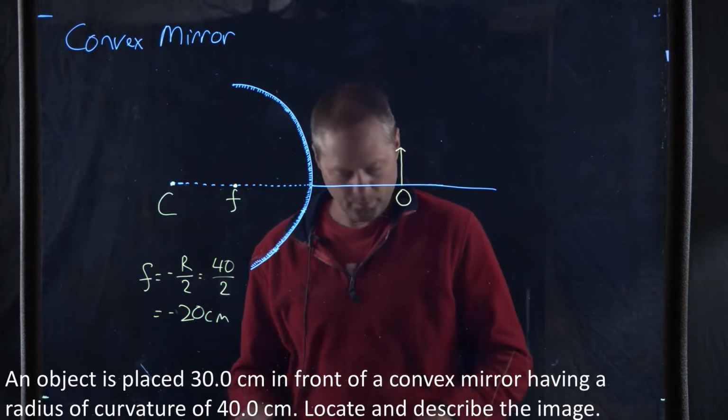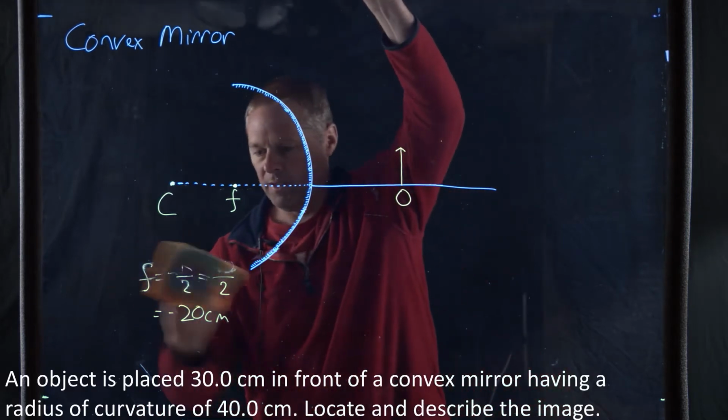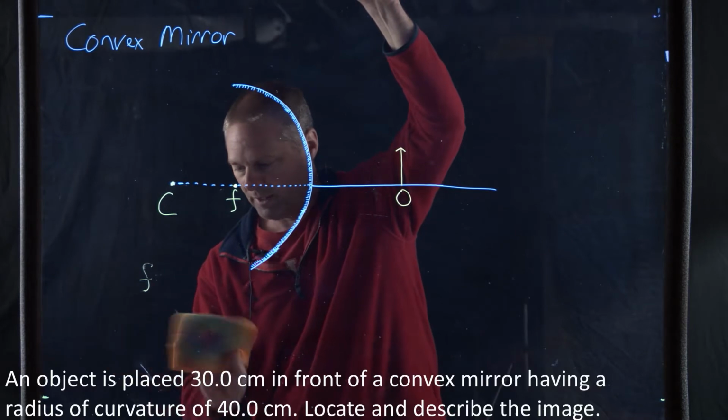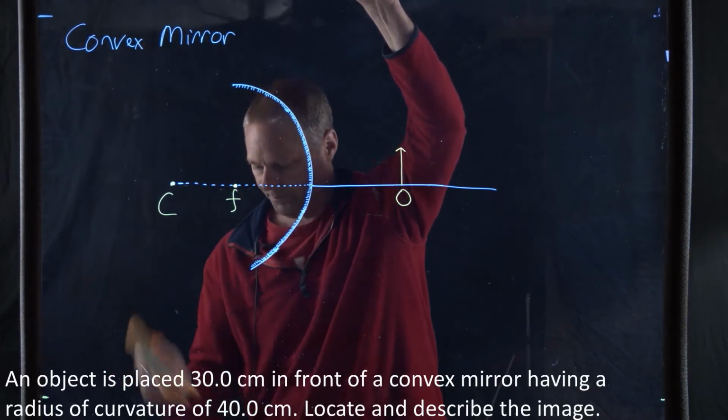Now, I'm going to erase this so it doesn't get in my way, but that's how you come up with the focal length. The focal length is going to be half the radius of curvature.